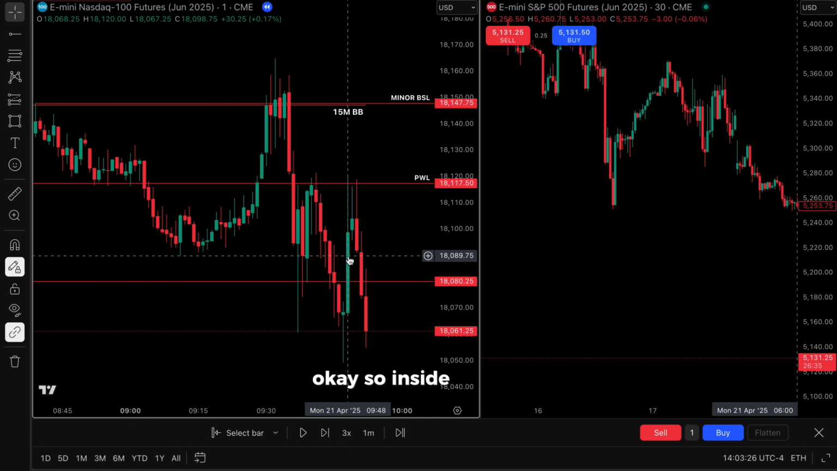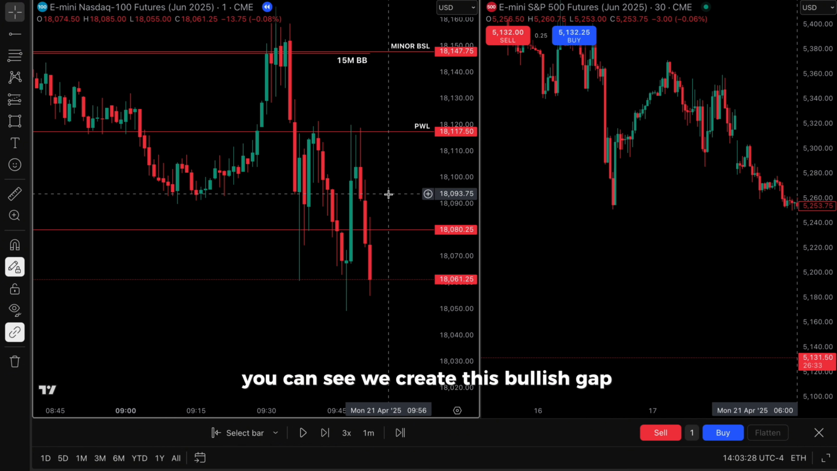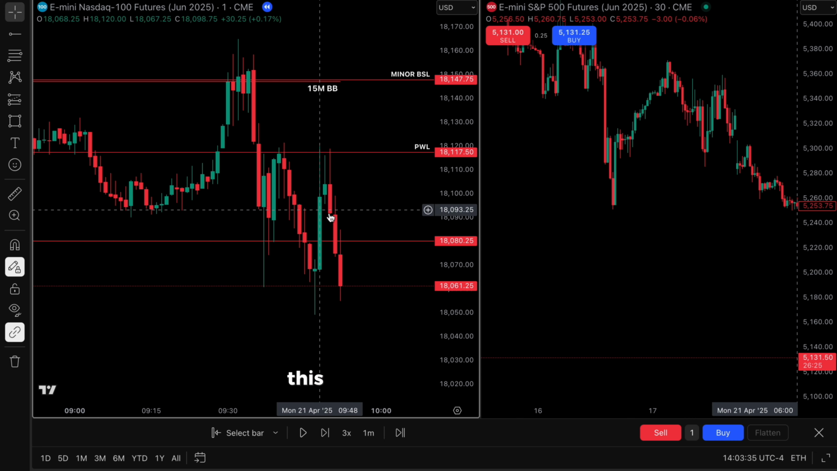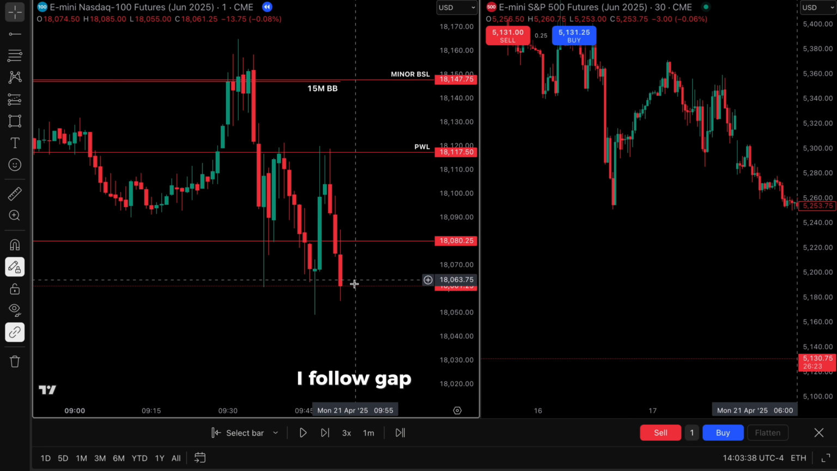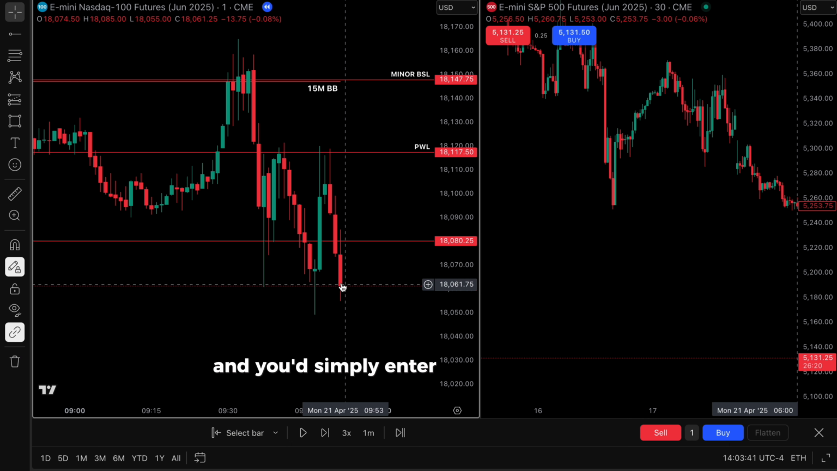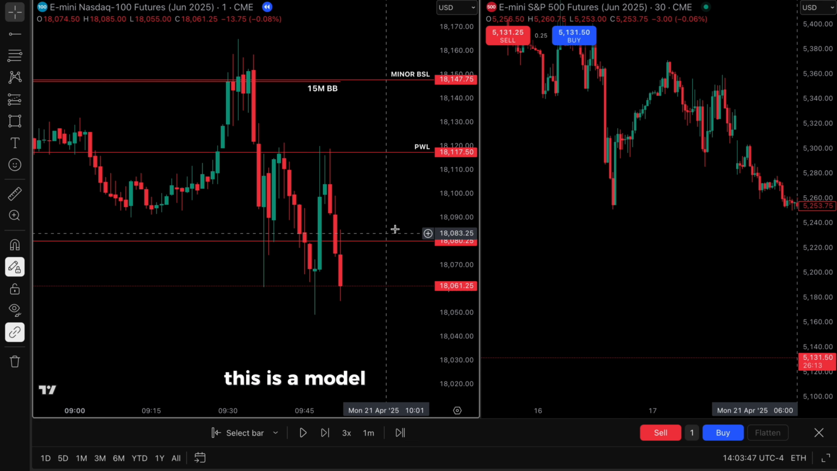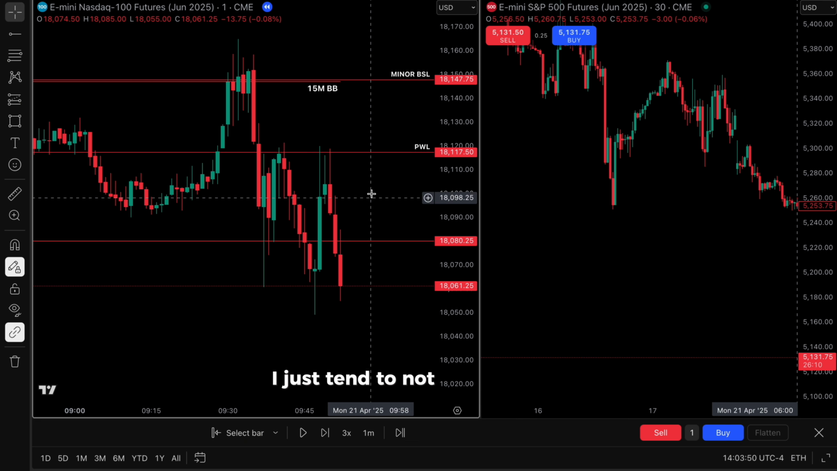Okay, so inside of macro, you can see we create this bullish gap, and for an IFVG play, for those of you that do trade IFVGs, this would be a continuation IFVG play for shorts, and you'd simply enter short on this candle closure. Is this a model that I trade? No. Is this a trade that I would take? No. However, this is a model that some people do trade. I just tend to not trade it myself.